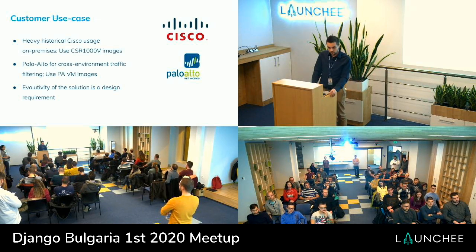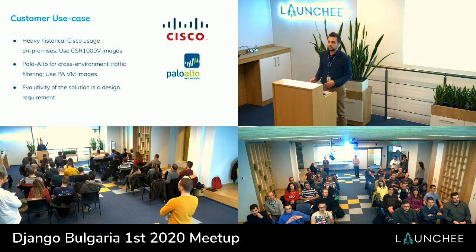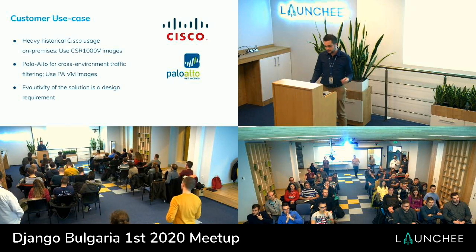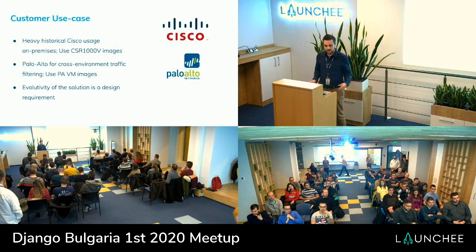And one big important piece of the design is evolutivity, as we'll design one thing, but later on they might want to add different devices, they might want to put some tools in for security probes, they might want to add WAN optimizers for the traffic, anything. So we want to keep this in mind.